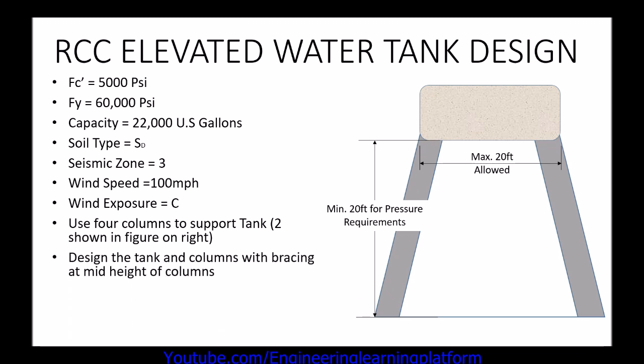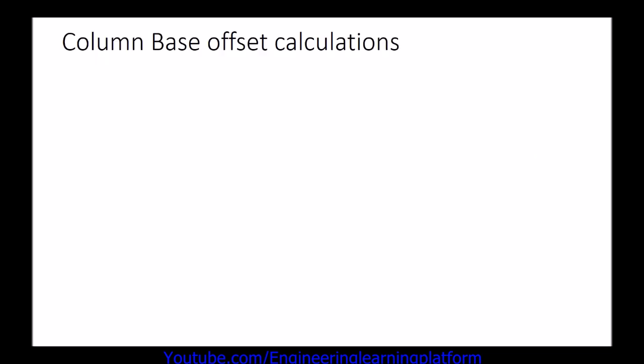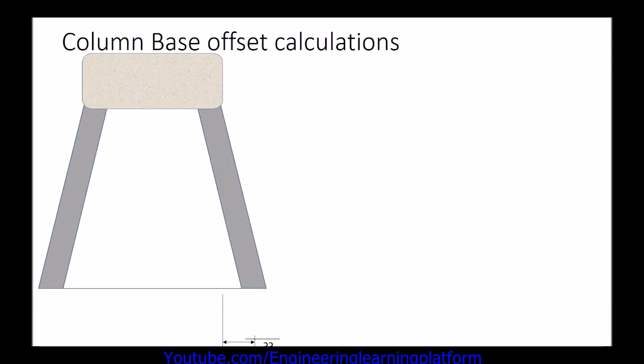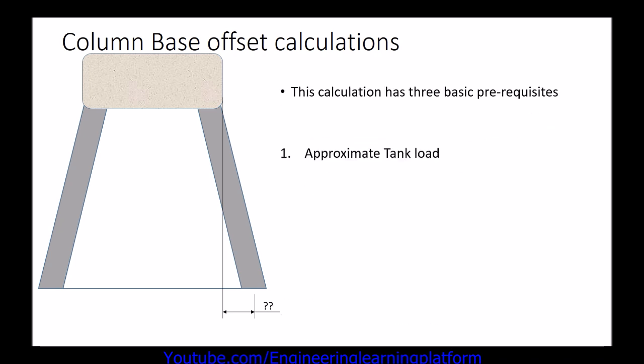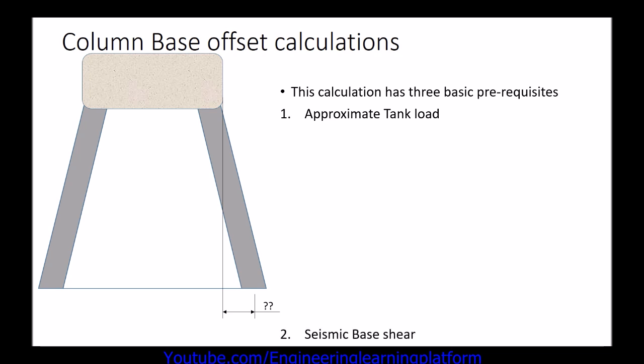We have to design the tank columns and the bracing at the mid height. We have to detail the structure using AutoCAD in the end. So first we will calculate the column base offset. For this we need 3 important things: the approximate tank load, seismic base shear, and the base shear due to wind load.